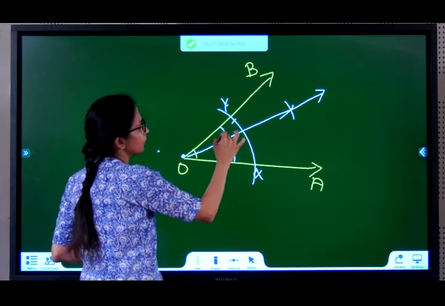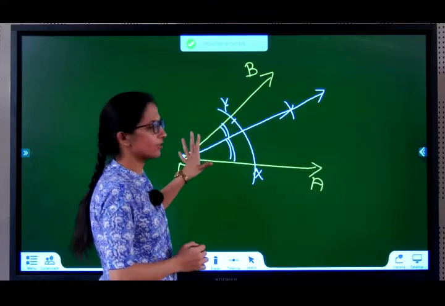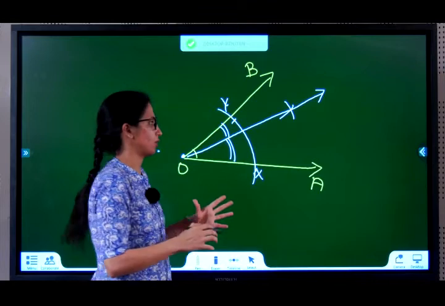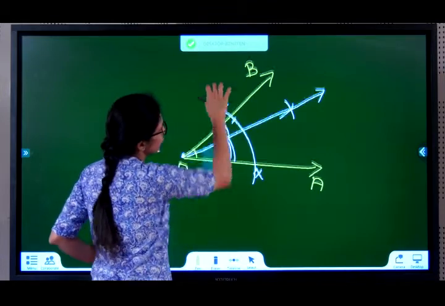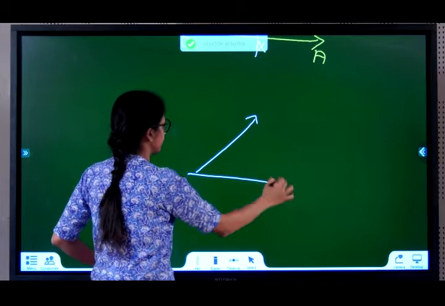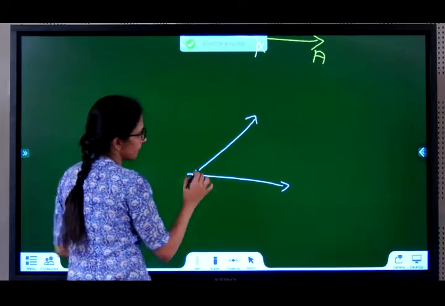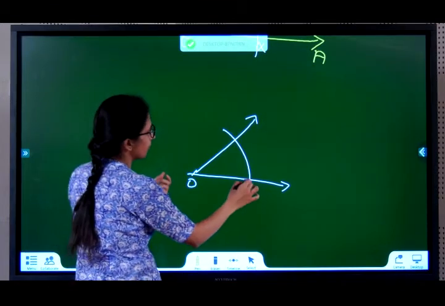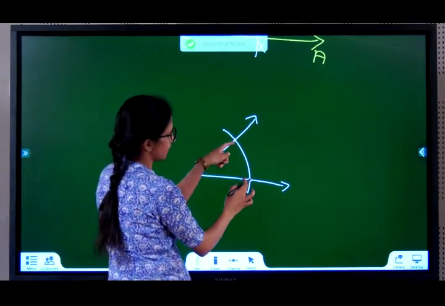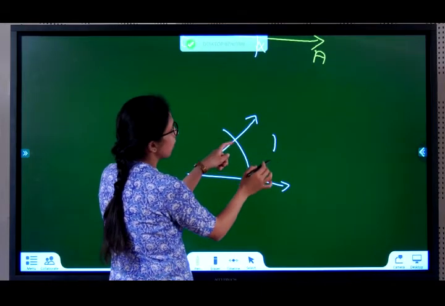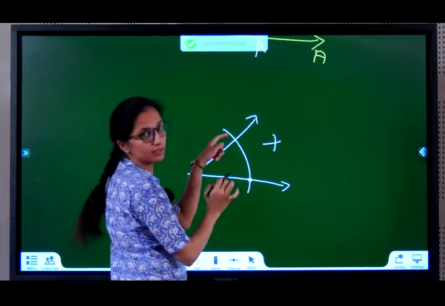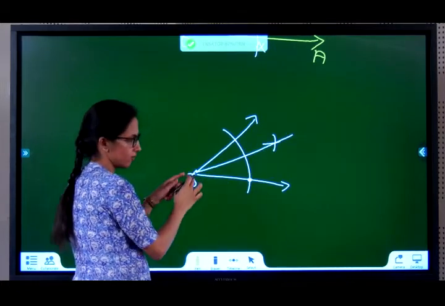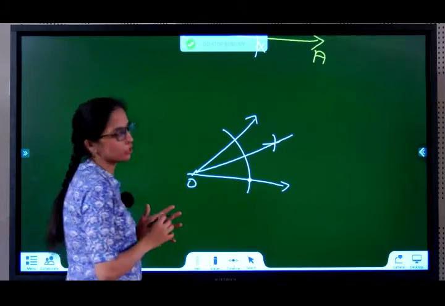That means this part will be equal to this part. I am roughly drawing, so it does not exactly look equal. You will do it with the compass and follow the instructions. So I will just repeat it once. You have an angle here. Keeping the needle here, we drew an arc. We came to this point and measured more than half of this length and we cut an arc here. With the same radius, we came here and cut an arc. Wherever we join this to the O, this will bisect your angle.